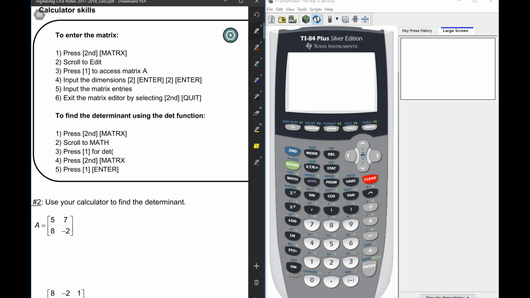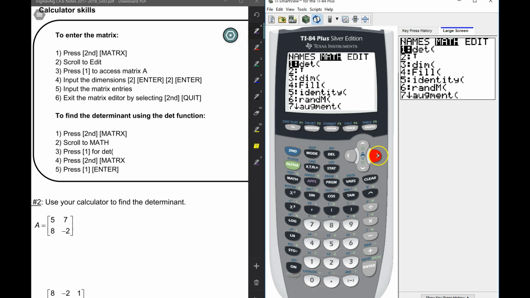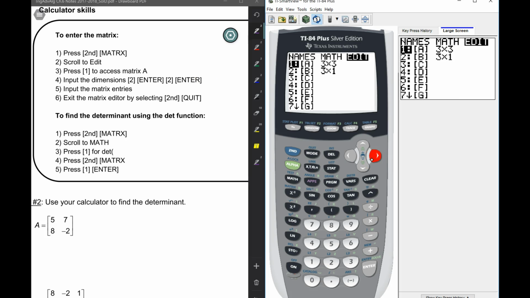Where's your calculator? Second matrix. That's the X inverse button. So 1, 2, 3, 4 down on the left. Okay, so it's highlighted in red here. Now, you have to scroll, so you have to press the right arrow tab until you hit edit. Okay, that tab. Press 1 to access matrix A.